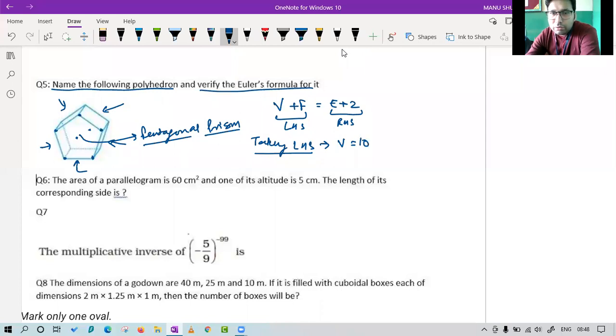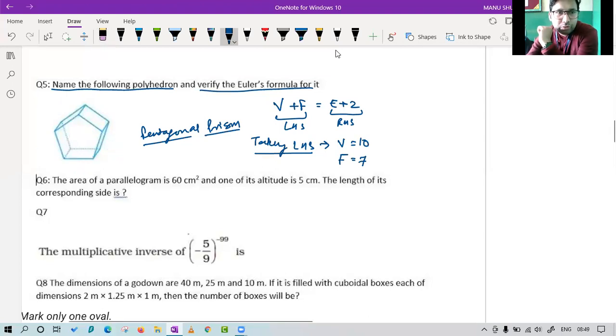Okay, so vertices are 10. How many faces are there? Yes, Abhinav. How many faces are there, beta? I think faces are 7. Okay, let's see. One face in the front, one face in the back, 2. Then 3, 4, 5, 6, 7. There are 7 faces, correct. Now comes the number of edges. Okay, Harshul is saying there are 15 edges.